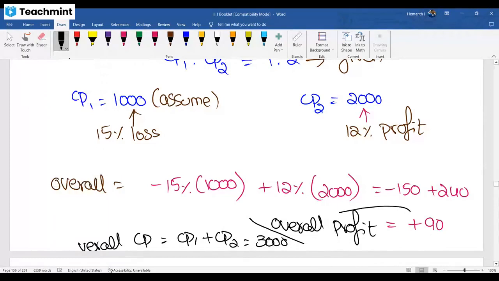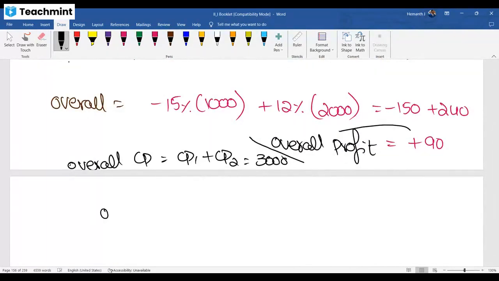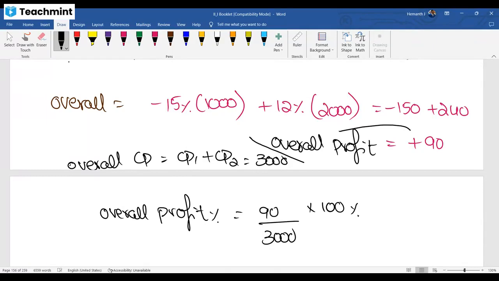Now what is the percentage? How to calculate the overall profit percentage? Profit percentage means profit with respect to CP. Profit is 90, CP is 3000, into 100. If you cancel, this is 9000 divided by 3000, so 3 times will come. It's equal to 3%. Overall 3% profit. Somebody who took 10,000 and 20,000 will get a profit of 900, and 900 divided by 30,000 will come the same.